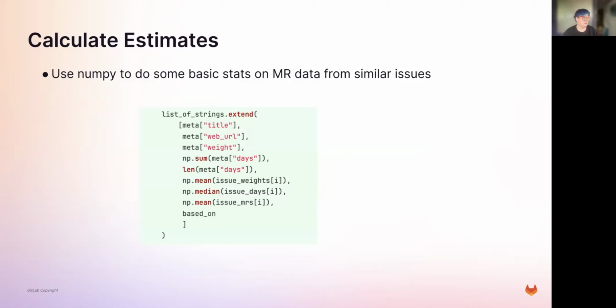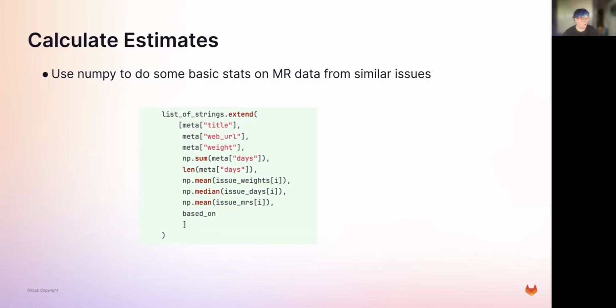Then the last step is to calculate our estimates. Now that we have all this data and found the similar issues, we can look through those issues and find all the MRs that it took to close them. The way I'm doing that is using the related MRs, which isn't perfect. Sometimes MRs that aren't actually meant to close that issue exist as linked MRs, and they're getting included in those summaries, but it's a starting point anyway.